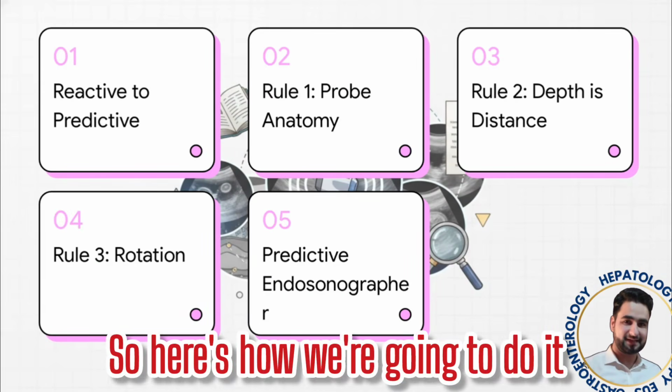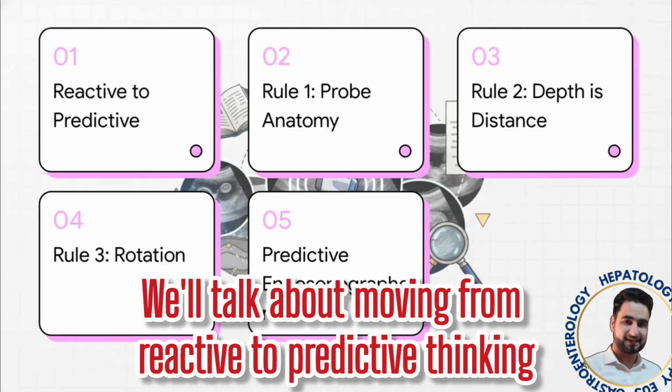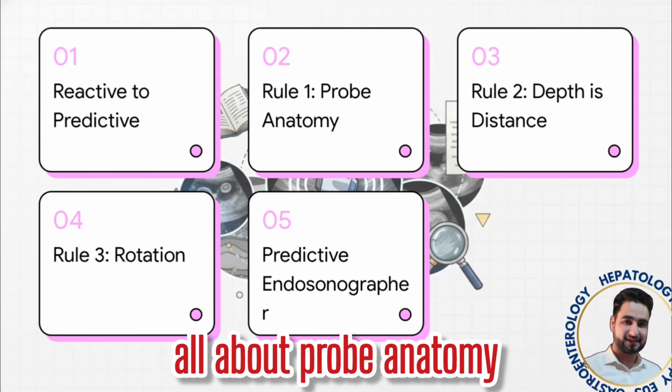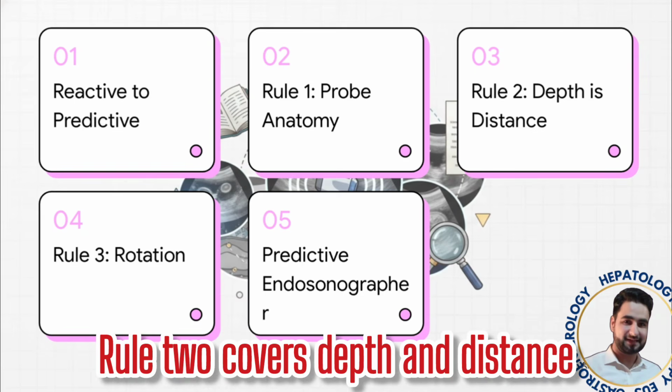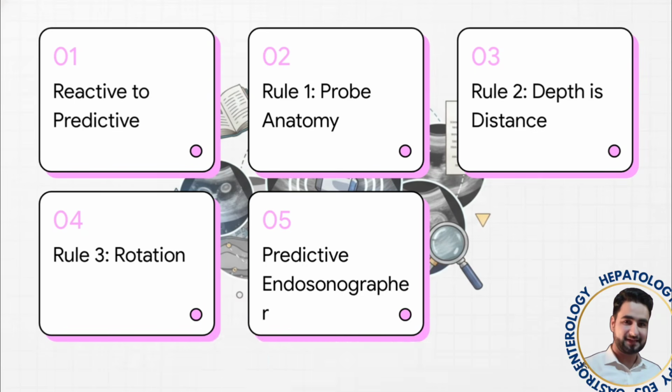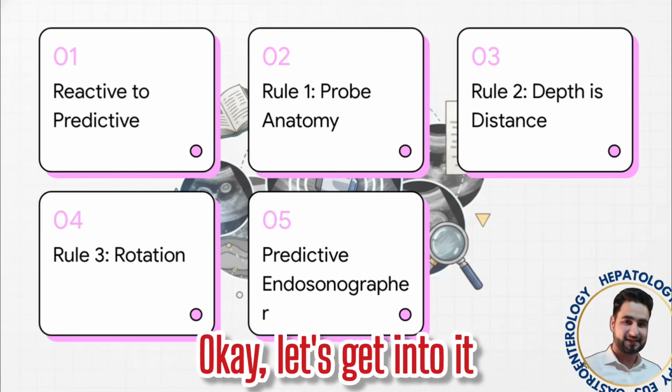So here's how we're going to do it. We'll talk about moving from reactive to predictive thinking. Then we'll dive into Rule 1, all about probe anatomy. Rule 2 covers depth and distance. And finally, Rule 3, which is all about rotation. This is the tricky one. Okay, let's get into it.